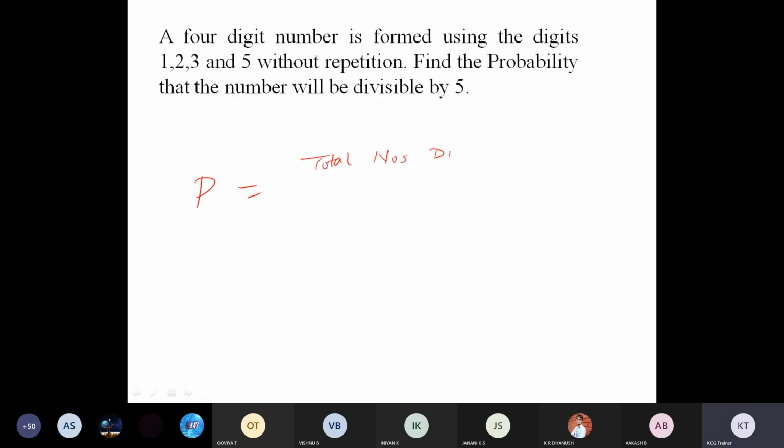Total numbers divisible by 5 divided by total numbers possible. So in the numerator, you have to find the total possibilities which are divisible by 5. In the denominator, the total four-digit numbers which are possible using 1, 2, 3, and 5.